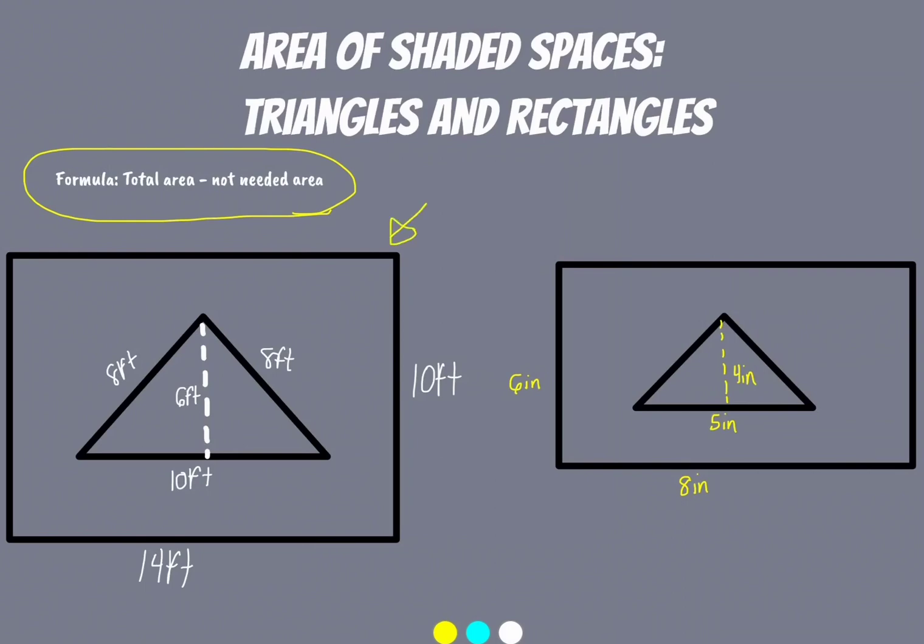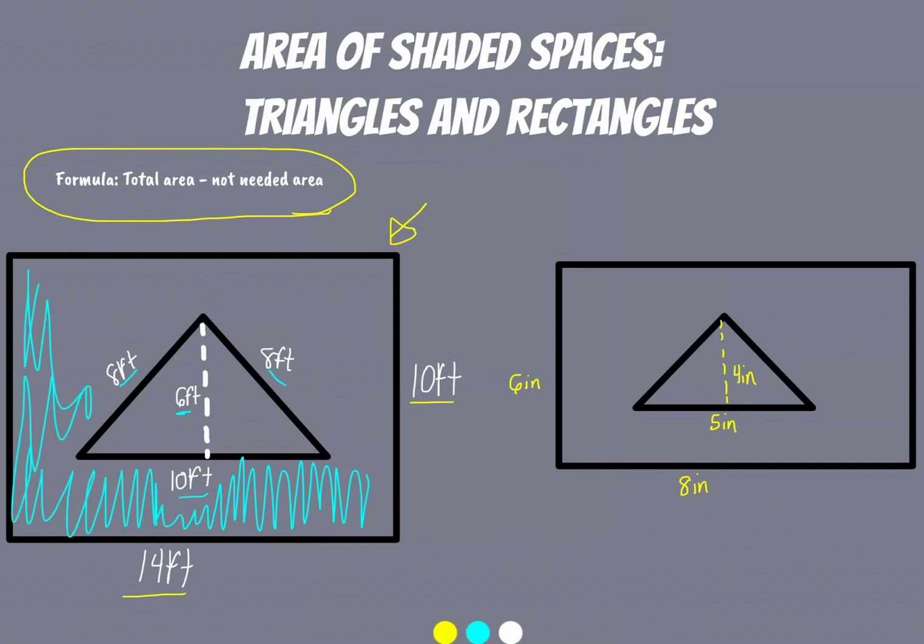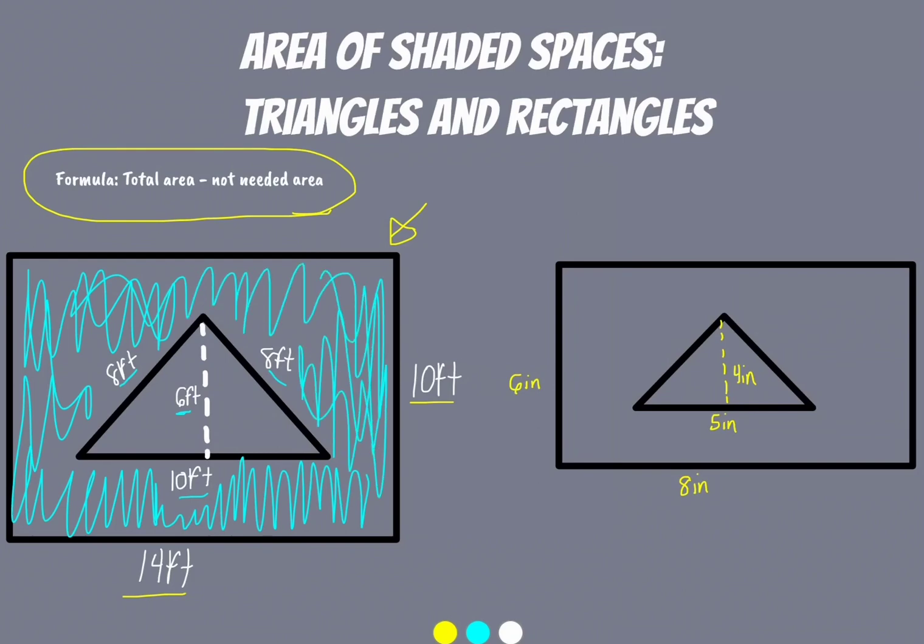You have a rectangle that has a length of 14 feet, a width of 10 feet, and then you have a triangle on the inside that has two lengths of 8 feet, one length of 10 feet, and one height of 6 feet. And let's say that this was your house, and the triangle was the shape of your pool, I guess. And then all this blue stuff is the amount of grass you have, and you have to figure out how much grass you have to cut. So how do you find how much blue stuff there is? How do you find the area of the blue?